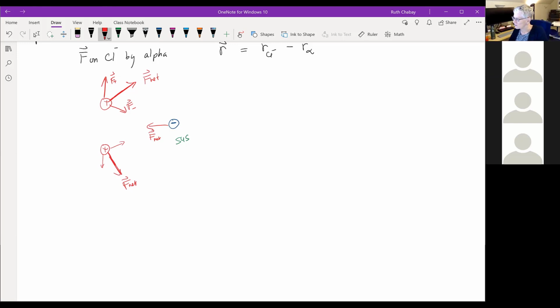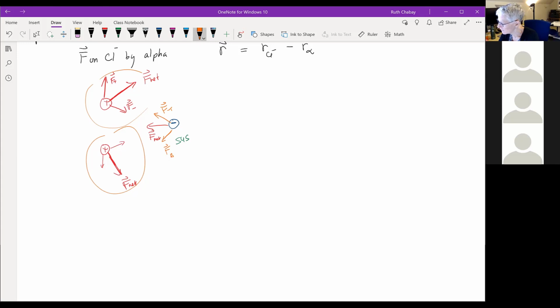So Alexander, in this problem, the y components of the forces on the negative charge canceled out, but the y components of the forces on these positive charges didn't cancel. So we still have to add.